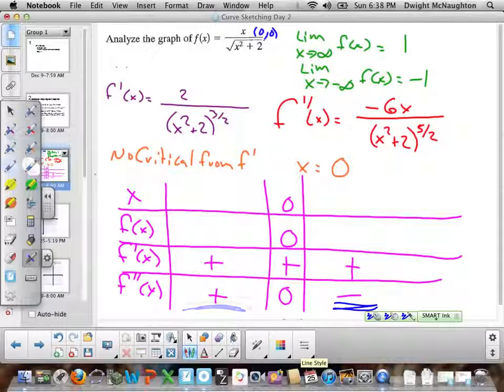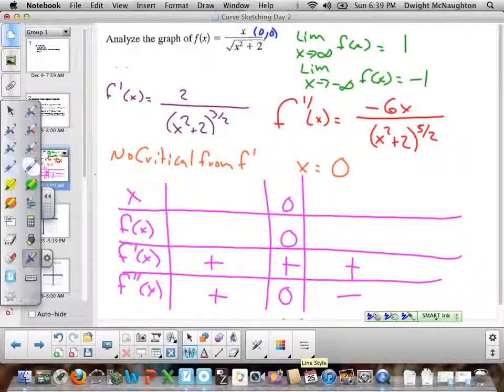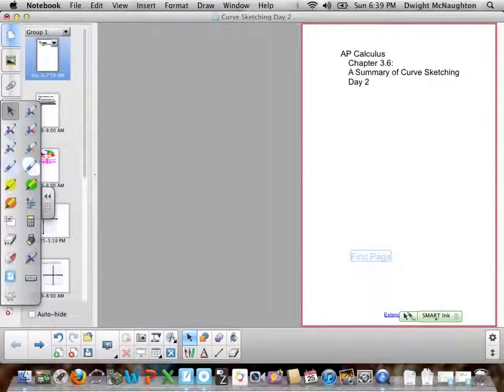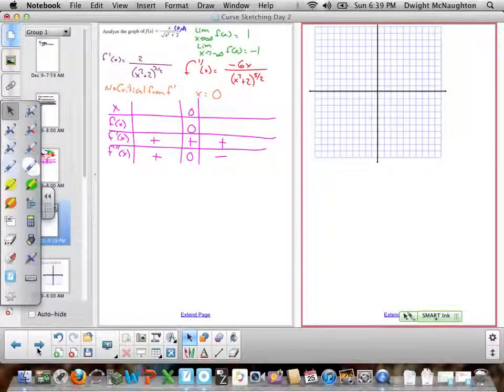So as we graph this, no, that's an inflection point. Sorry, because it's the second derivative. We can see we have an inflection point at 0, 0 because the second derivative changes signs from positive to negative. So it's going to be concave up beforehand, concave down afterwards. So let's sketch this. And again, I'll split the screen so we have the information for the sign chart, and we have a graph we can apply it to.